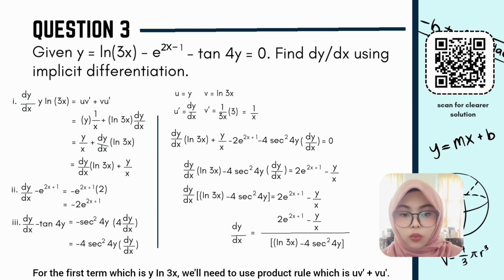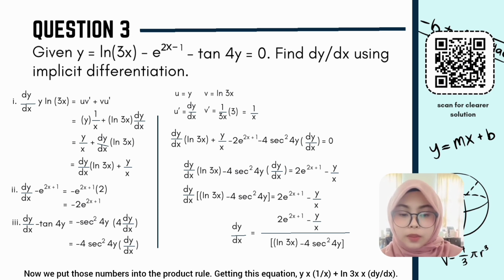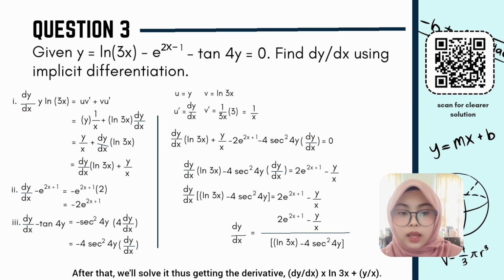For the first term, which is y ln 3x, we'll need to use the product rule, which is u times v prime plus v times u prime. The u is y, u prime is dy over dx, v is ln 3x, v prime is 1 over x. Now we put those numbers into the product rule, getting this equation: y times (y over x) plus ln 3x times dy over dx. After that, we'll solve it, thus getting the derivative: dy over dx ln 3x plus (y over x).